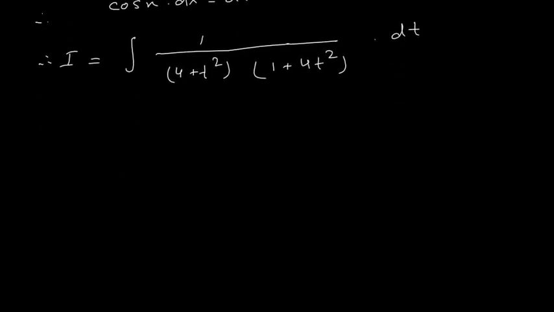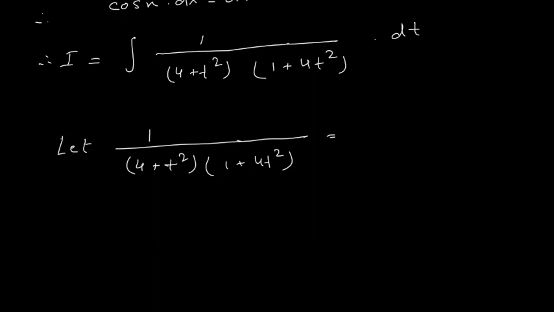Now here I will consider 1 upon (4 plus t square) into (1 plus 4t square) is equal to 1 upon (4 plus a) into (1 plus 4a). What I have done is replaced this t square with a. Now there is no t term.